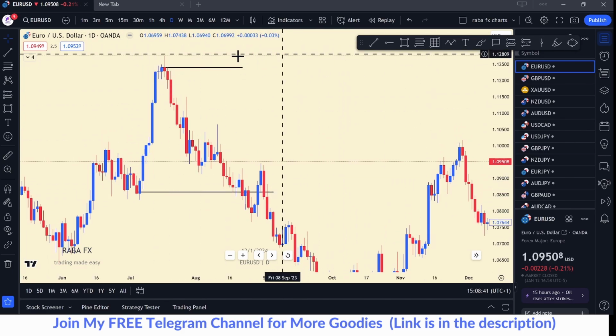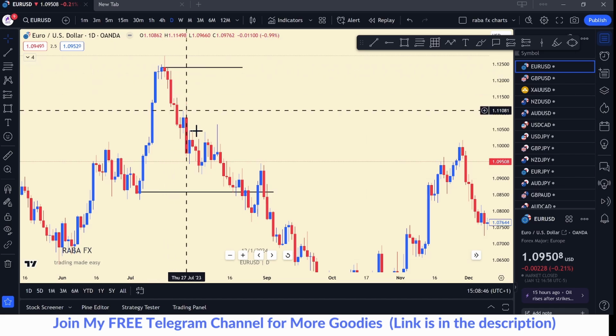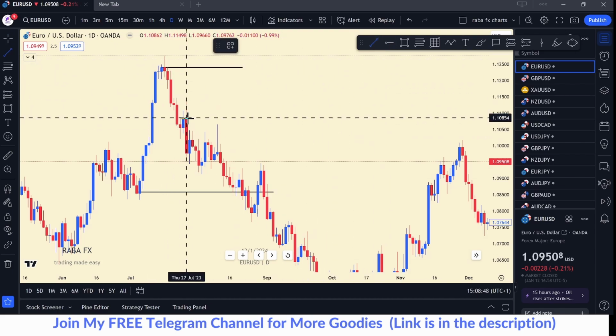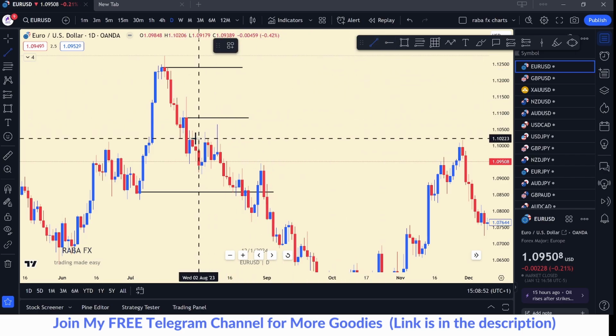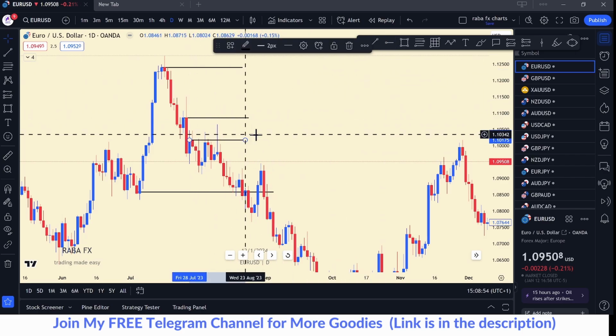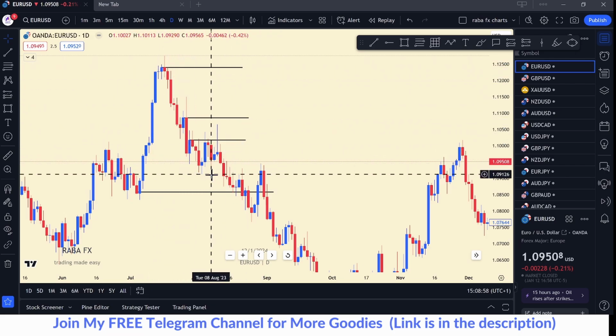Now let's take a look at it. This is the high that was produced. This is another high here. As long as this high gets respected, our order flow is bearish. But in this case, this is simply a minor order flow.